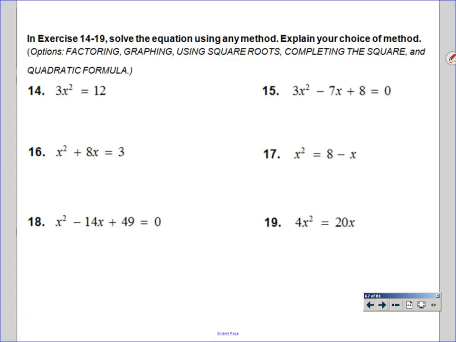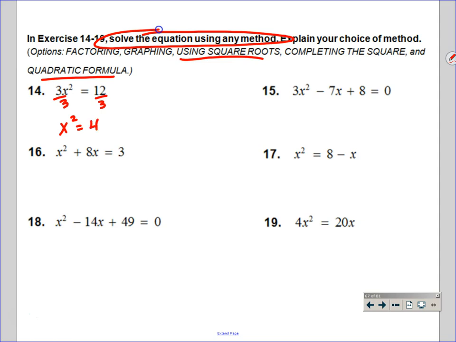But wait, hold on. Can you guys check the directions in 14 through 19? It says solve, but how does it say to solve? Using any method. So, could you use what we just did, the quadratic formula, to solve? Could you use square roots and just say, wait a minute, can't I just divide by 3? And know that if I can get the squared alone, all I have to do is use a square root? I didn't have to use the quadratic formula. I just had to go ahead and use a square root.